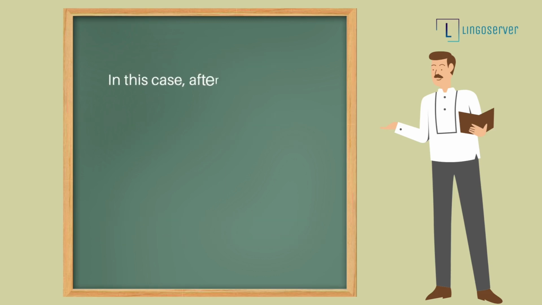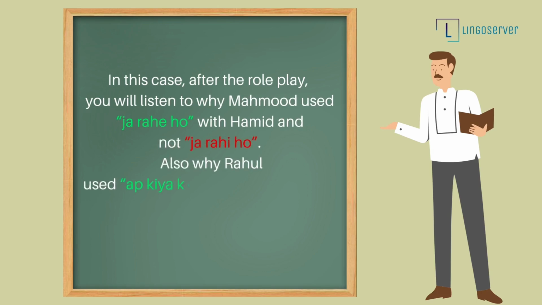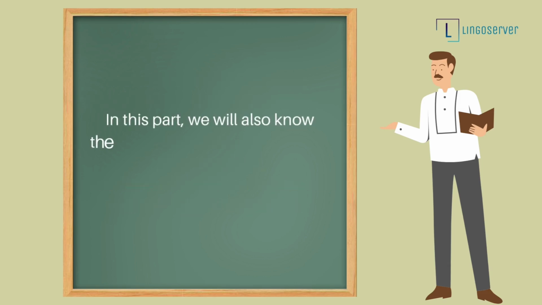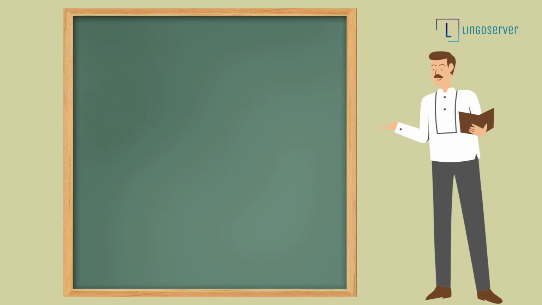In this case, after the role play, you will listen to why Mahmoud used ja rahe ho with Hamid, not ja rahi ho. Also why Rahul used aap kya kar rahi hain with Sheila and not kya kar rahe ho, etc. In this part, we will also know the meaning of the words which have been used in the role play. What is listening practice?